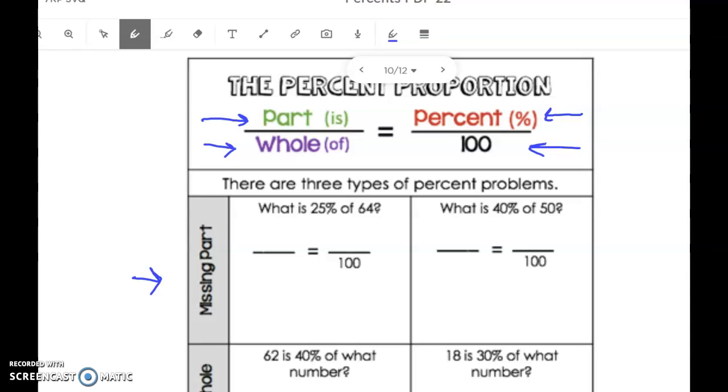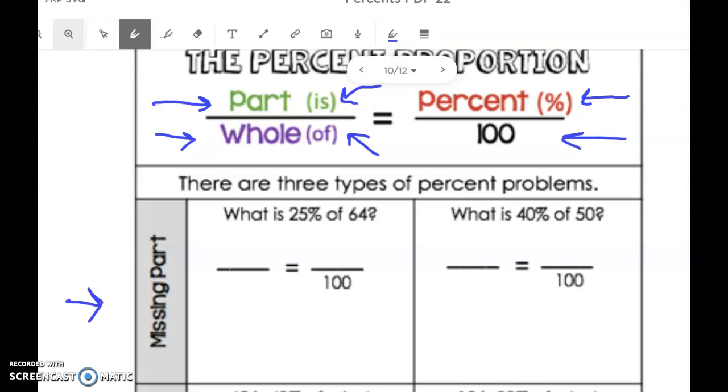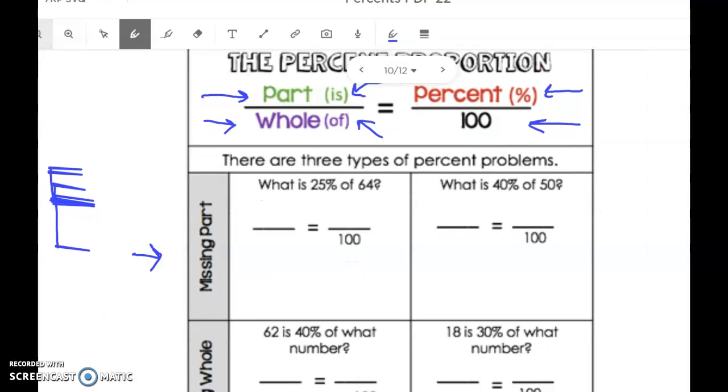Now, a couple of key words that we look for are the words "is" and "of." That tells us whether it's the part or the whole. When setting up ratios and percent, we always put part over whole. Okay, so that's just something good to keep in the back of your mind. If you don't know what number goes where, it's always part over whole.